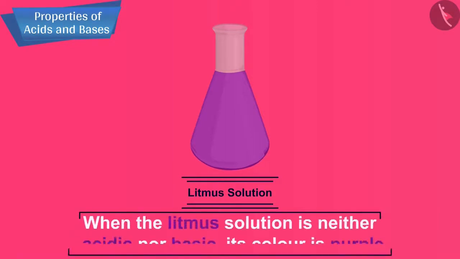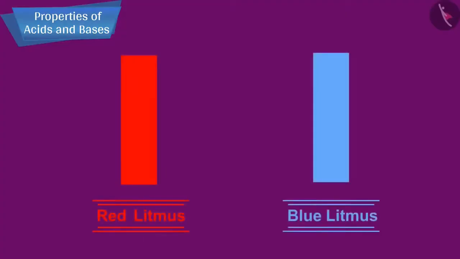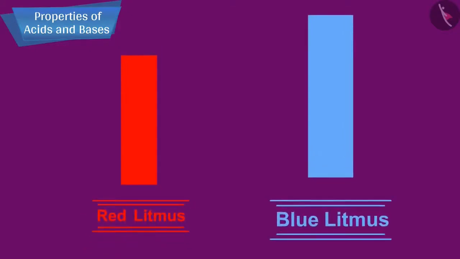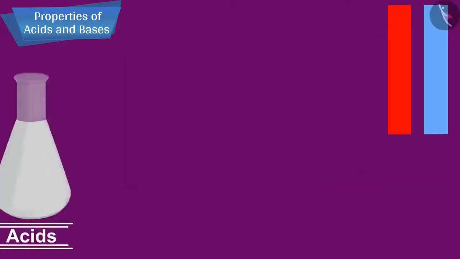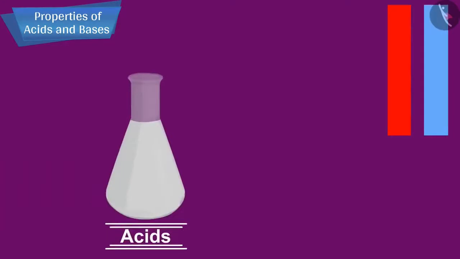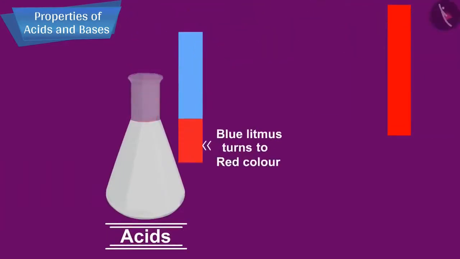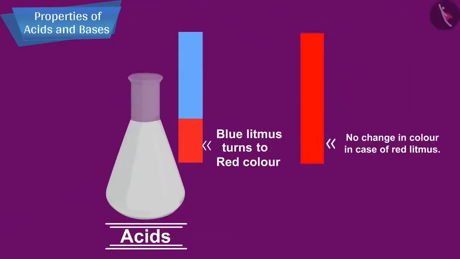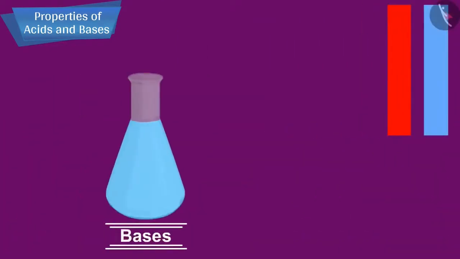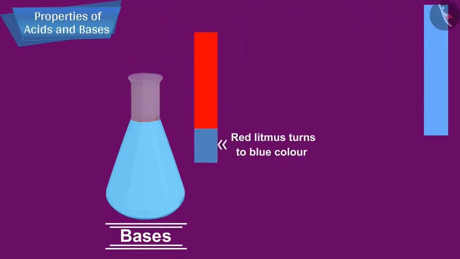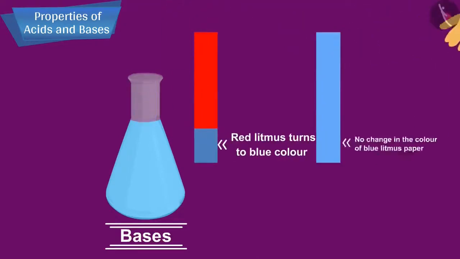When the litmus solution is neither acidic nor basic, its color is purple. It is now available in two forms, which are red and blue litmus. Acids, which are sour in taste, turn blue litmus to red color, and there is no change in color in case of red litmus. Similarly, bases, which are bitter in taste, change red litmus to blue color, and there is no change in the color of blue litmus paper.